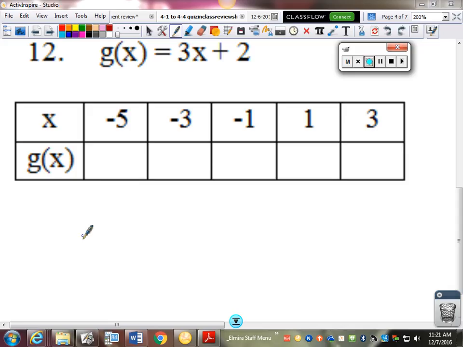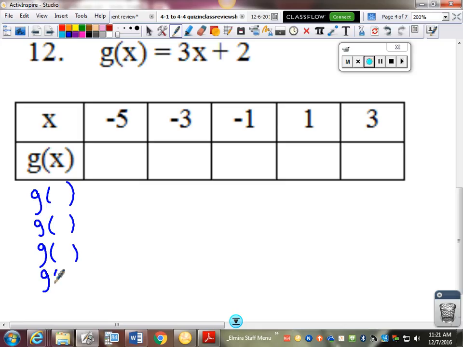Next part, we've got some charts to fill in. So remember, you're going to show your work by making a row of work for every value in the table. So there's 5 values in the table. I need 5 rows of work. It says 3x plus 2.